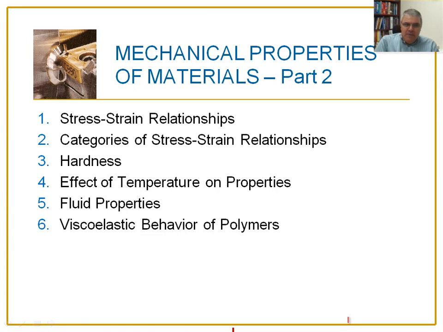This is part 2 of mechanical properties of materials. The topics that we are going to cover in different parts of mechanical properties of materials, part 1, part 2, and so on, they're listed here, the 6 major topics that we are going to concentrate on. Today we are going to talk more about categories of stress-strain relationship, and we take it from there.